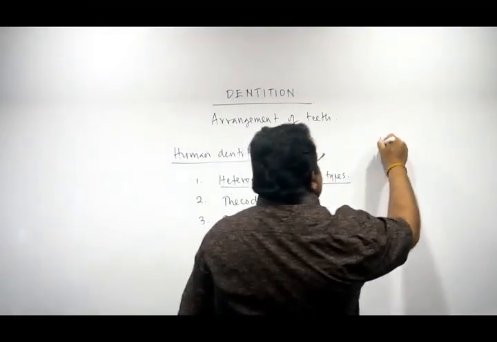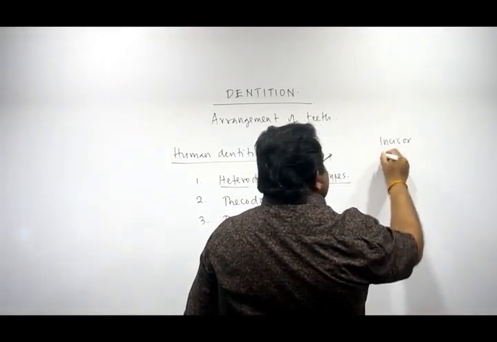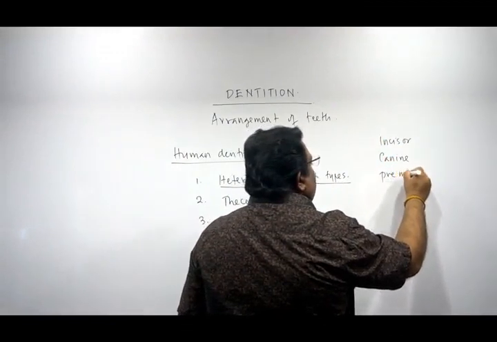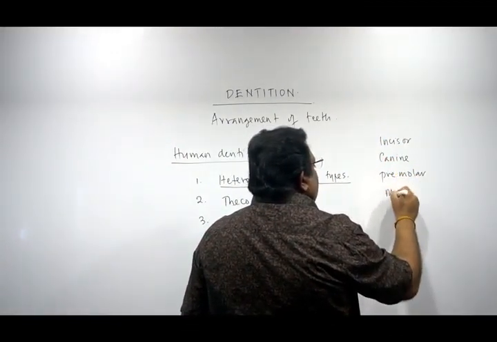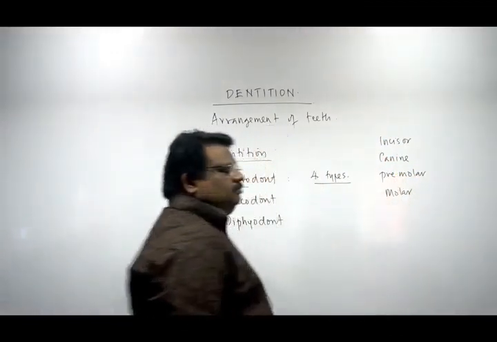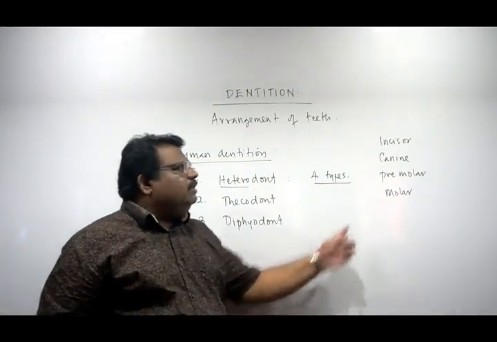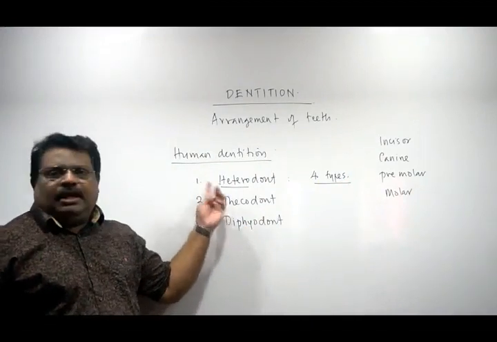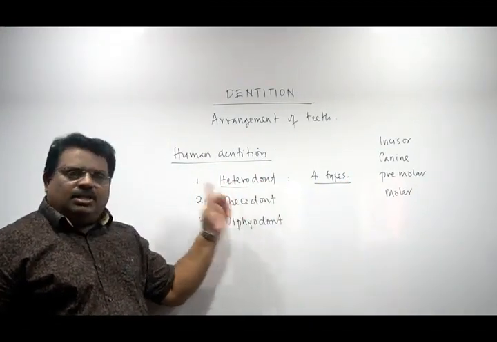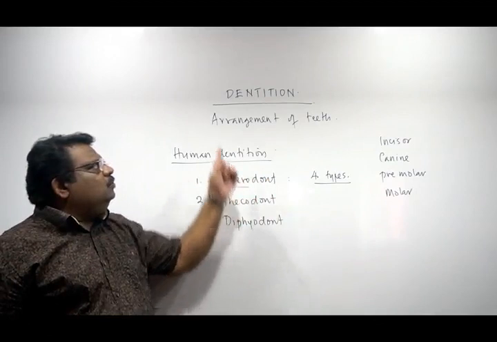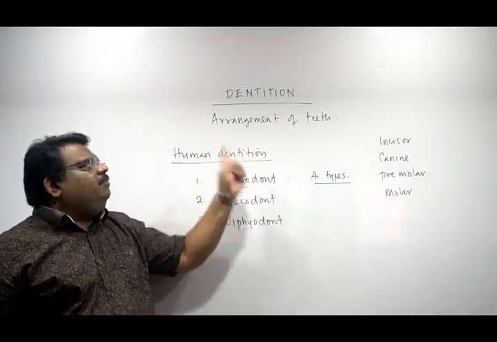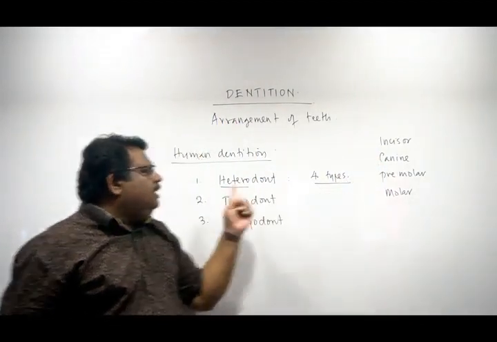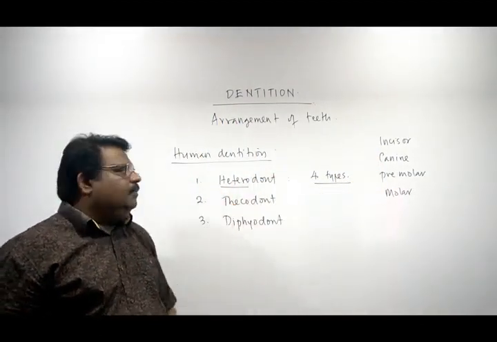The first one is called incisor. The second one is called canine. The third one is called premolar. And the last one is called molar. Since we are provided with these four different types of teeth, our dentition is called heterodont. Hetero means different. Dont refers to the pattern of arrangement of teeth, that means dentition. Since we have four different types of teeth, the dentition is called heterodont.